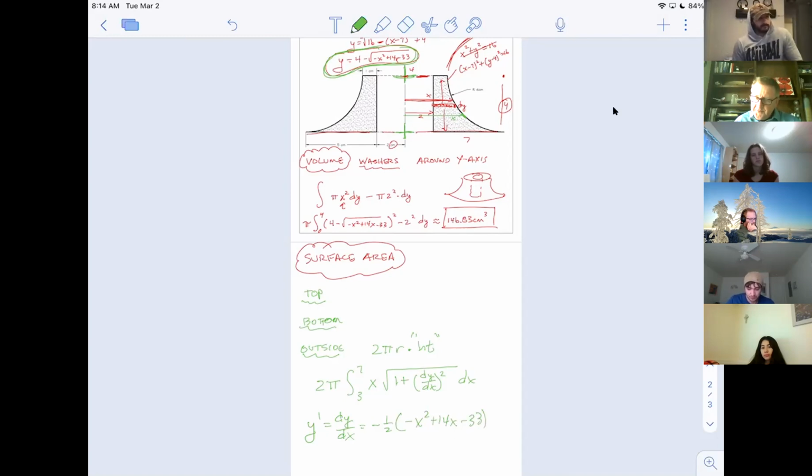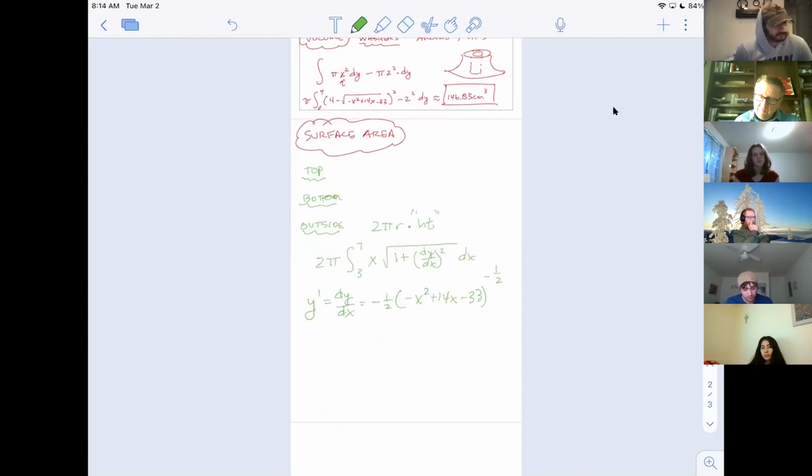And then subtract 1. And then multiply by the derivative of what's inside of that. Derivative of negative x squared would be negative 2x. Derivative of 14x is 14. So there's my derivative, which I now need to square.